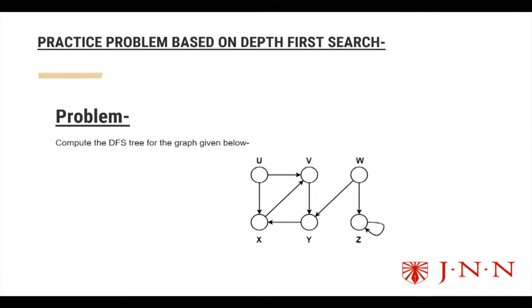Here we have to implement the depth first tree for the given graph. Here you can see a total of six different vertices: U, V, W, X, Y, and Z, and particularly Z contains a self edge. A self edge is considered a self-loop, that is, a back edge. And U contains two destination nodes: one is V and another one is X.